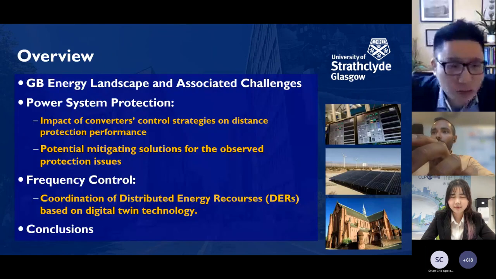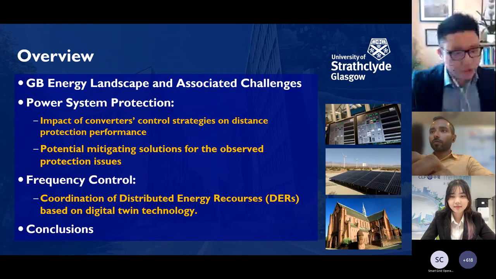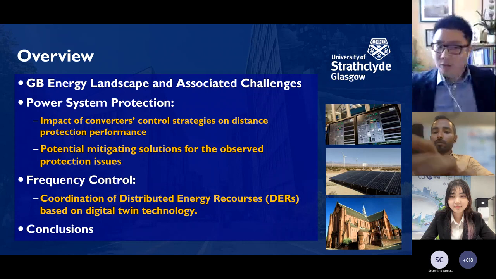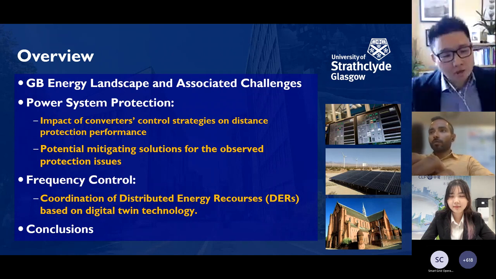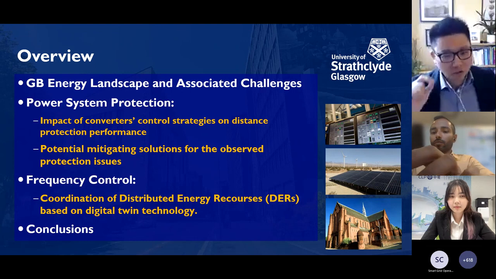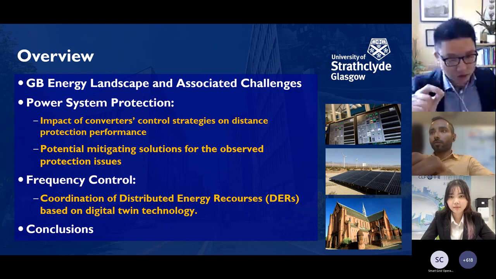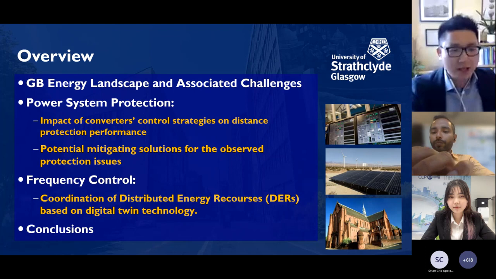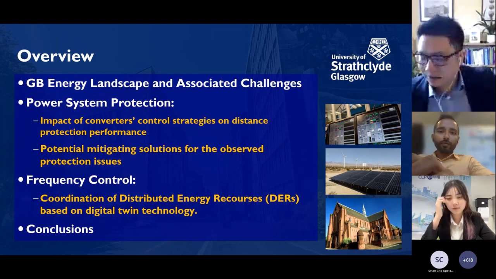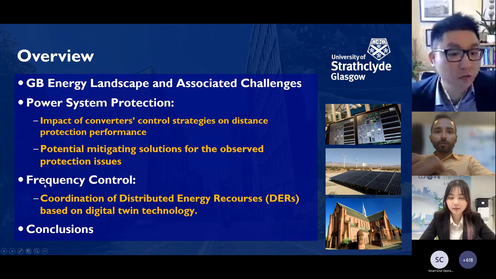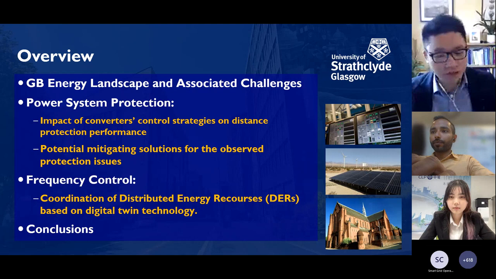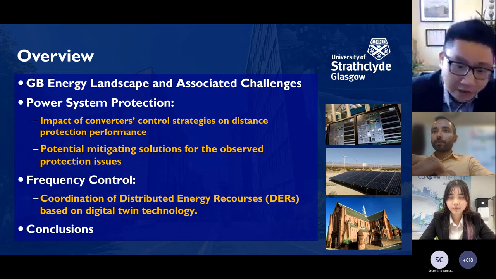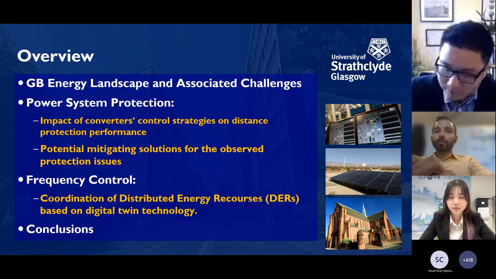So in my presentation, I'm going to give a quick overview of the GB energy landscape, what is happening in the UK right now, and associated challenges. Among that, I'm going to particularly focus on two things. One is the challenges to power system protection and looking at mitigating solutions. Another is frequency control, looking at how we can control DERs using digital twin technology to enhance frequency control for future systems.